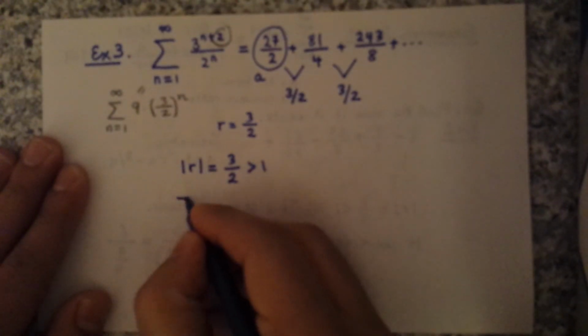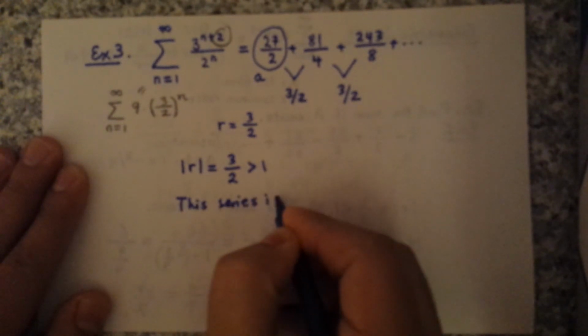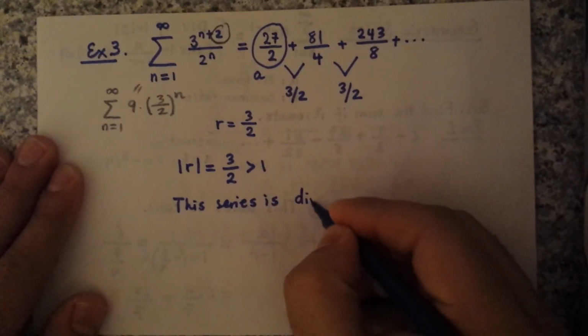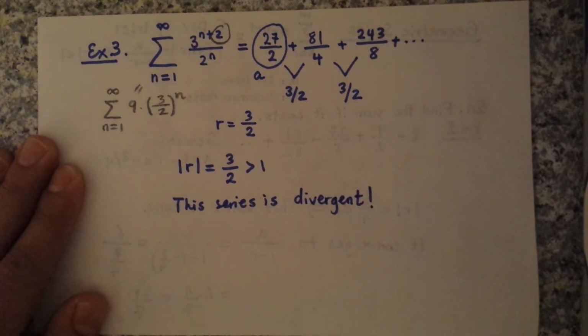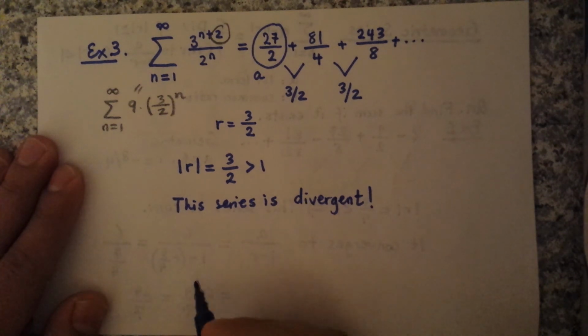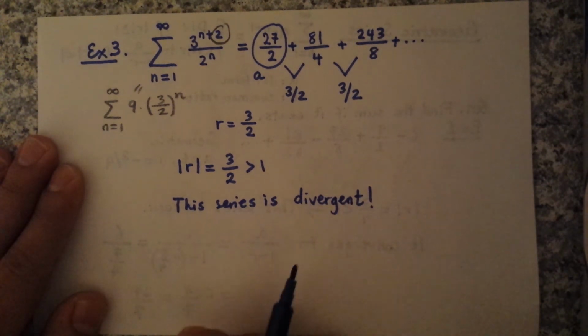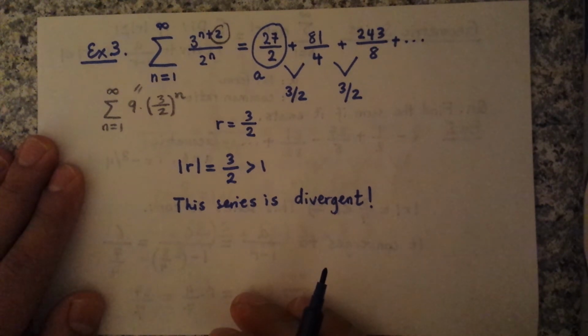So in this case, you just say this series is divergent. Divergent means the sum is not a number. Even though you can see r is 3 over 2 and you could plug into the formula a over 1 minus r, since it's divergent, you don't compute it because you know the sum is not a number.